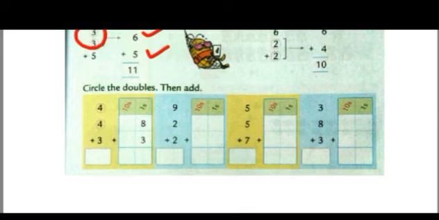Circle the doubles, then add. So first we will circle the doubles and then we will add. So in the first one, it's already circled. What are the two numbers given here that are doubles? 4. Okay. So first we will circle them and add them. So 4 plus 4 is how much? 8. So see, 8 is a single digit number. So that will be written in the ones column only. Okay. And now, what is the remaining number?